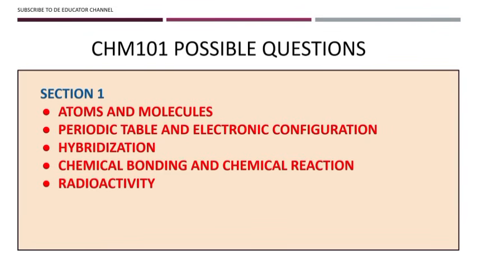Alright, so like I said, as usual, I have divided it into sections, and for CHM101, I've divided it into 3 sessions. Alright, so in this session, we're going to be treating atoms and molecules, periodic table and electronic configuration, hybridization, chemical bonding and chemical reaction, and finally, radioactivity. Okay, so let's get started.